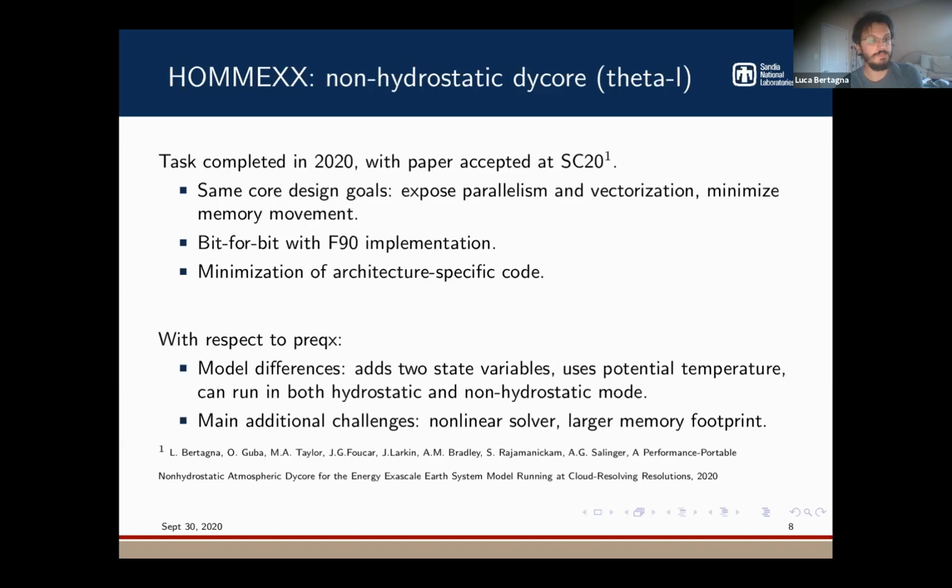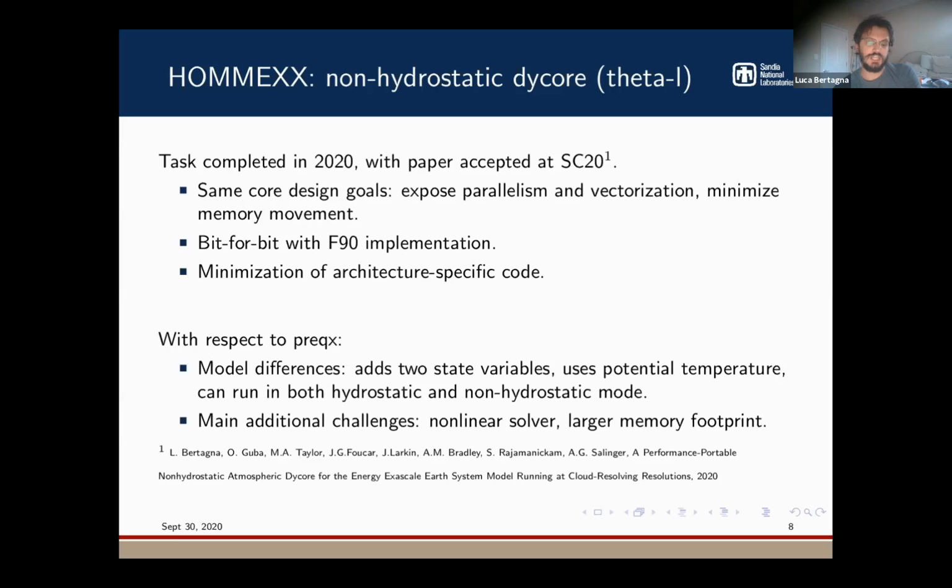agreement on GPU. When you compare the new non-hydrostatic model to the original hydrostatic one, there are a few differences. Of course, there are model differences: the non-hydrostatic model has two additional state variables. It uses potential temperature instead of temperature, but can run in both hydrostatic and non-hydrostatic mode. So in a way, it's a generalization of the previous model.